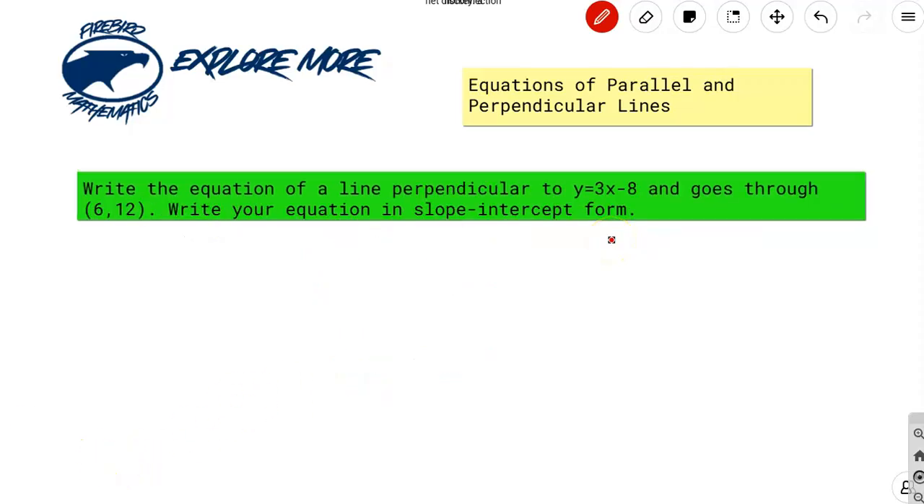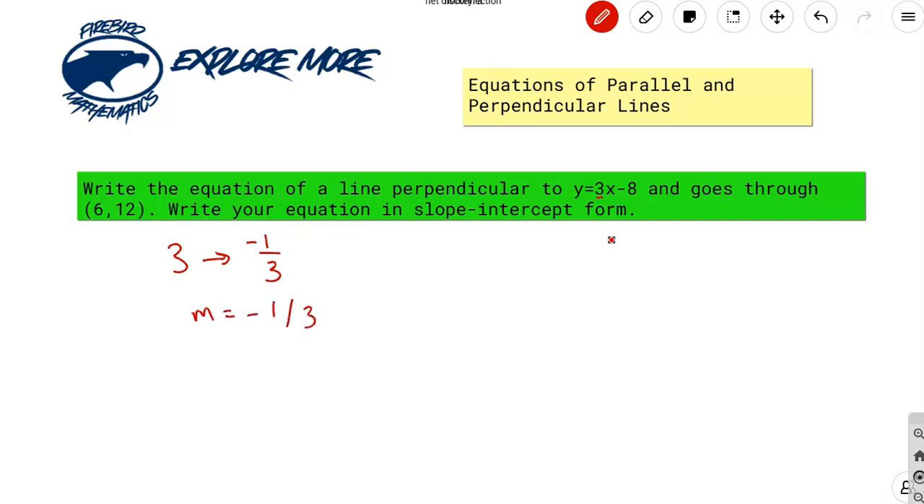Okay, so the last one that we'll look at today says write the equation of a line that is perpendicular to y equals 3x minus 8, but goes through the point 6, 12, and it wants us to write our final equation in slope-intercept form. Okay, so perpendicular. So first thing is, we see the line that they gave us has a slope of 3, and so we talked about how to find a perpendicular slope would be to find the opposite reciprocal. So we would flip it, and then it was positive 3, so now it's going to be a negative 1 over 3. So our new slope is going to be negative 1 over 3.